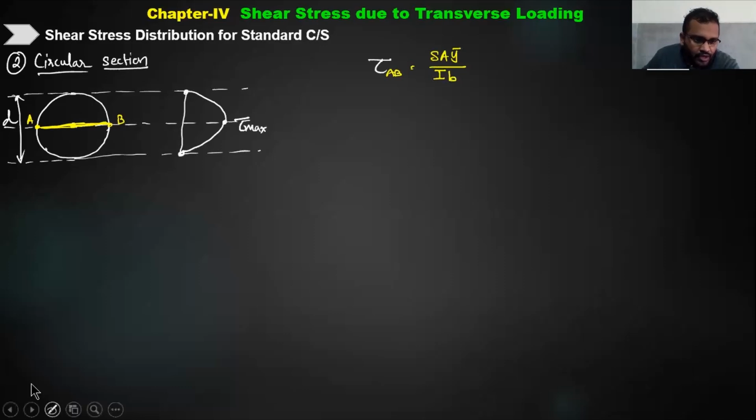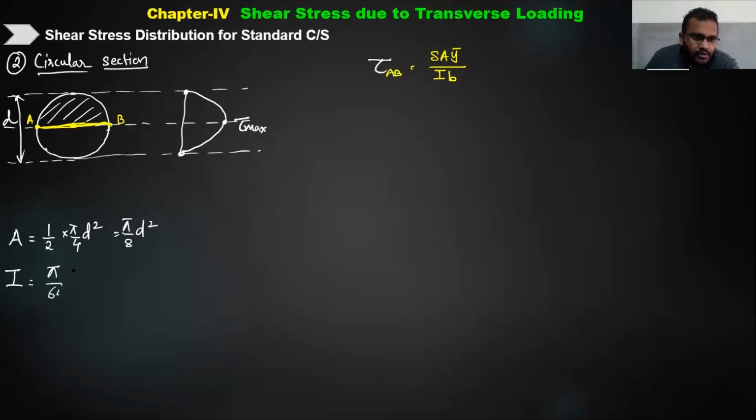So according to the formula, if I try to implement, this is the shaded area. So how will I get the area of the layer above or below? You take anything, it is same. So it will be half of full area, which is pi by 4 diameter square. So it becomes pi by 8 diameter square is the area. Then what is the inertia of the entire cross section? Inertia is pi by 64 d raised to 4. This you already know. And what is the width of the layer which you are finding out? You are finding out for AB layer, and the width of that layer is diameter d, right?